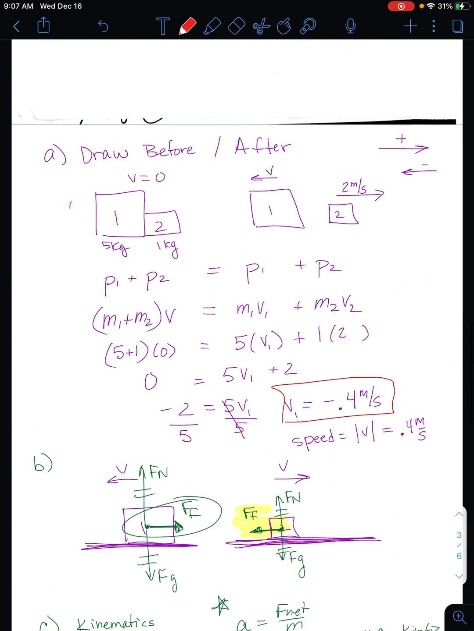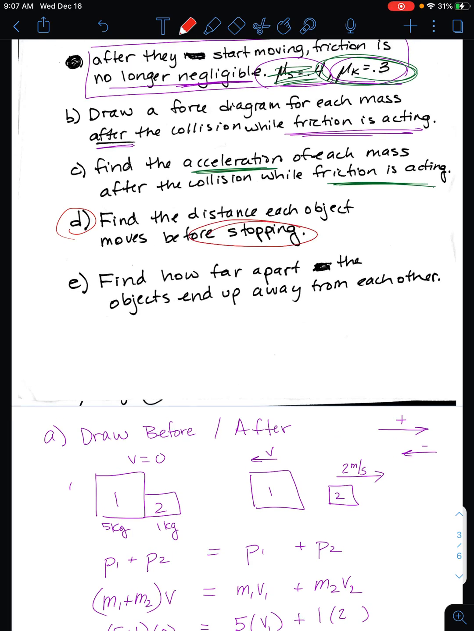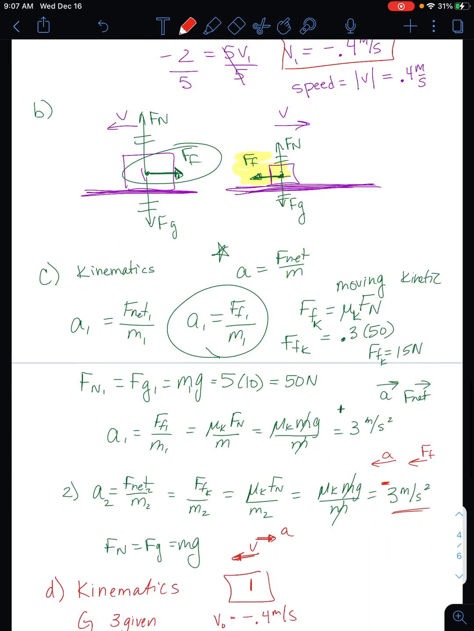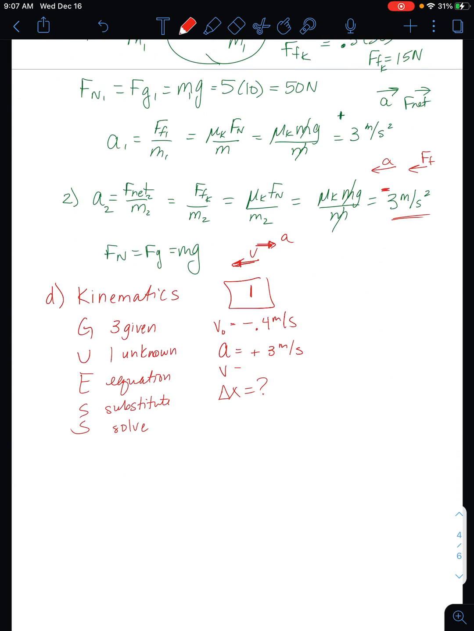And so I have to go back to the problem and say, oh, before stopping. Stopping is a tricky way of giving me a variable. That's that my final velocity is equal to 0. So I'm going to say that my final velocity is equal to 0 because I stopped. Now I don't have time and I don't need to know time, so the equation that I want to use is v squared equals v starting squared plus 2a delta x. And so 0 squared equals negative 0.4 squared plus 2 times 3 times delta x.